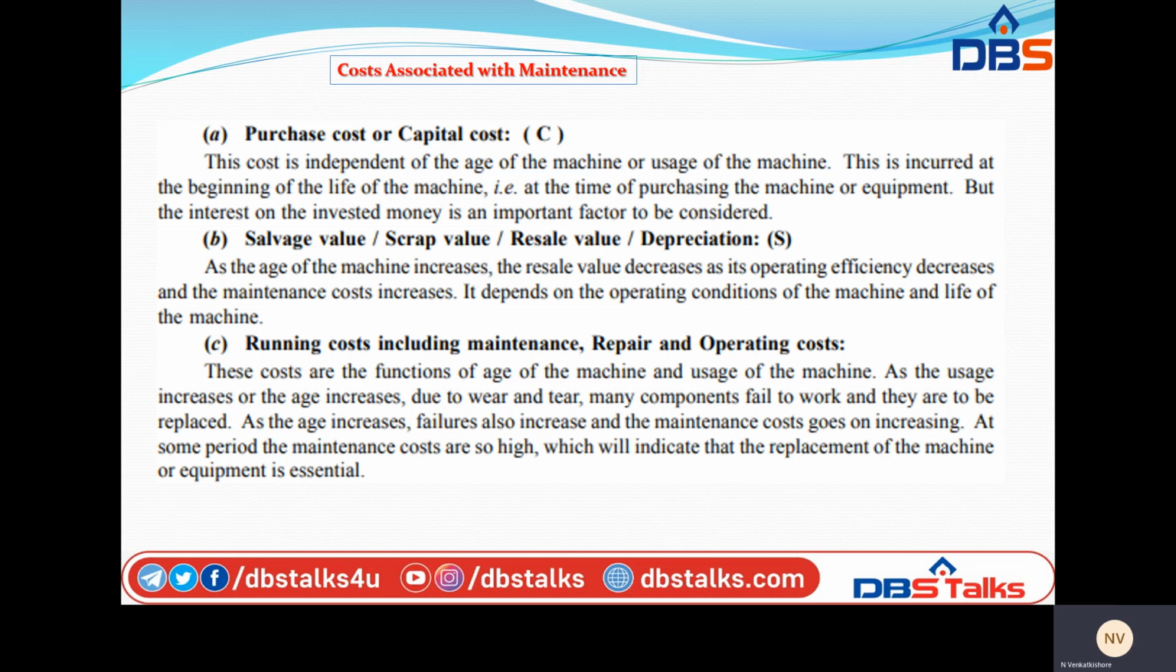At the same time, the maintenance also increases. Then the running cost includes repairing, maintaining and operating cost. Suppose you have purchased a bike for 50,000 rupees, but every week you need to maintain the bike using petrol. There may also be repairs, such as tire punctures, or the indicator lamps or headlight may be damaged.